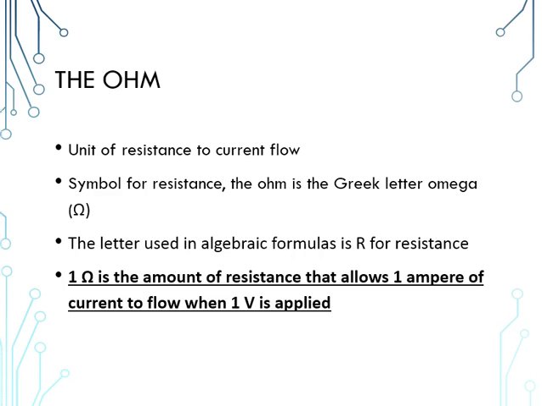The ohm. The ohm is the unit of resistance or opposition to the flow of current. The symbol that we use for the ohm is the Greek letter omega, and the letter that we use in our algebraic formulas is the uppercase R for resistance, and 1 ohm is the amount of resistance that will allow 1 amp of current to flow when we have 1 volt of pressure applied.